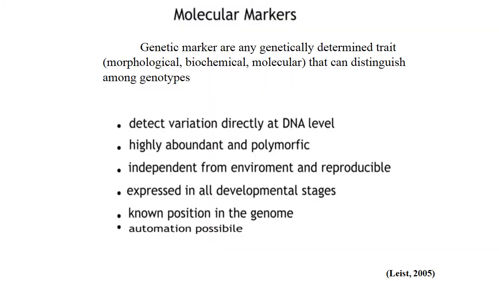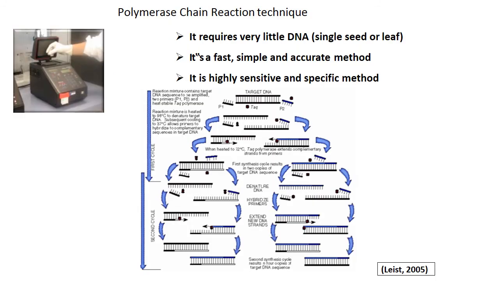The benefits of using molecular markers: the detection of variation directly at DNA level, highly abundant and polymorphic, independent from environment and reproducible, expressed in all developmental stages, known position in the genome, and automation is possible here. This is about the PCR reaction. I need not tell you. If you are not thorough, just read out the procedure. The steps are given here.